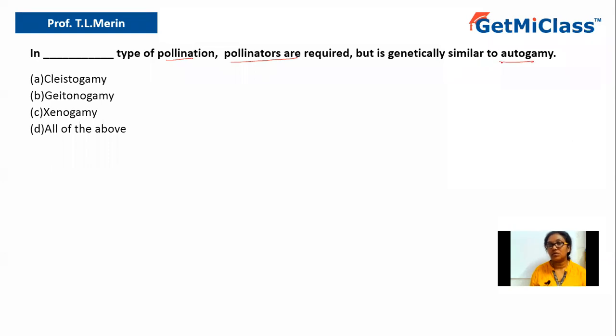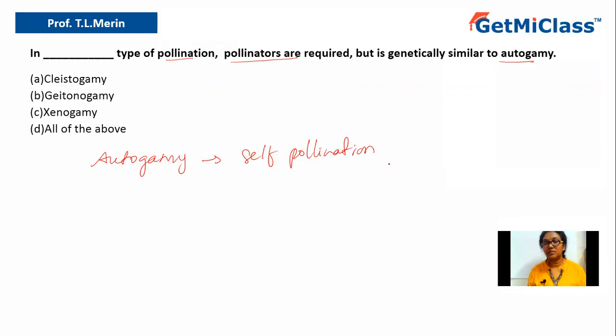So what is autogamy? Autogamy is nothing but self-pollination. Okay, so when we say self-pollination, the pollen grains from the anther of a flower will get pollinated on the stigma of the same flower. Okay, that is what is self-pollination.